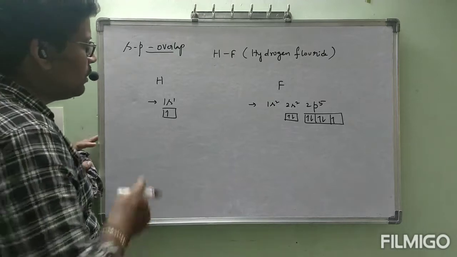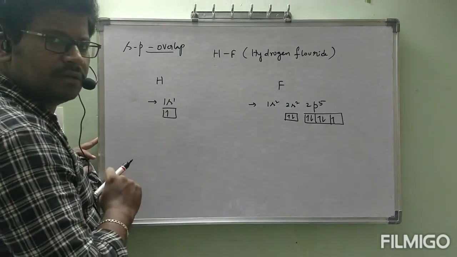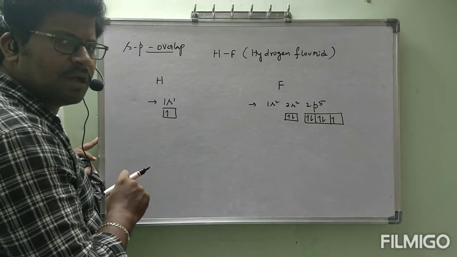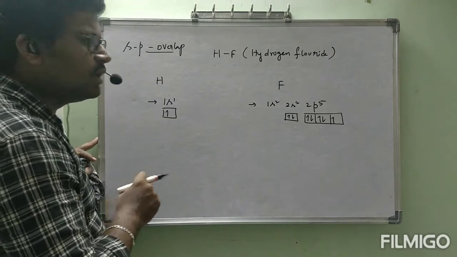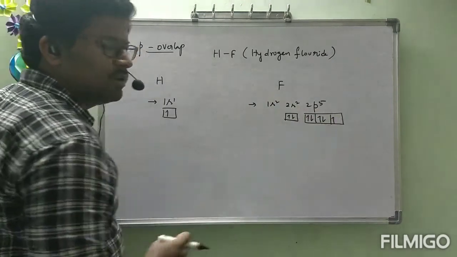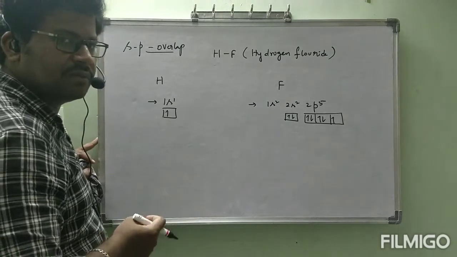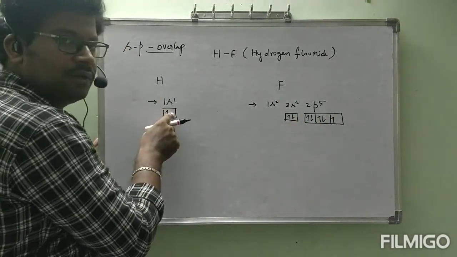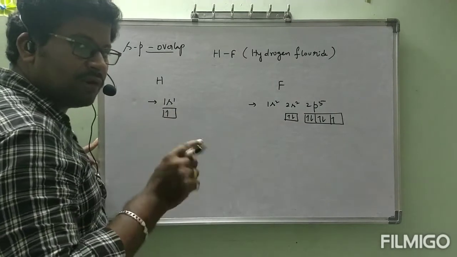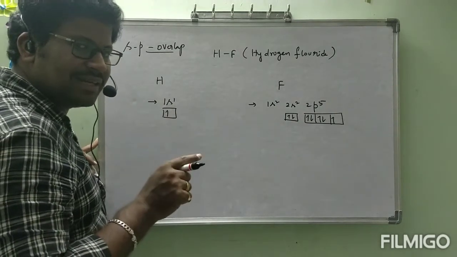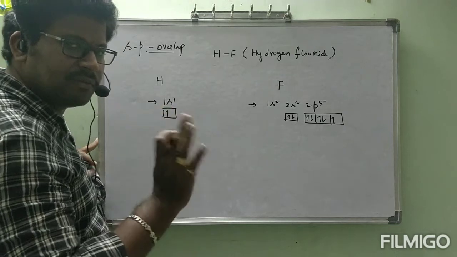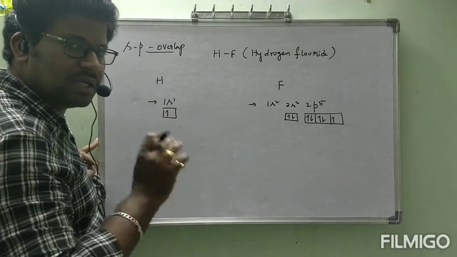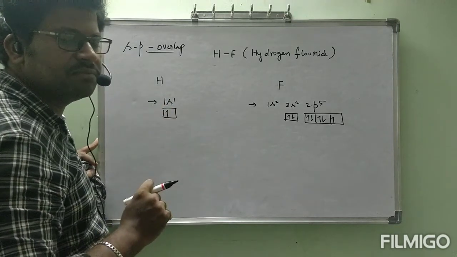See all of you, hydrogen wants one electron to get a stable configuration, the helium configuration. Fluorine wants one electron to get the neon configuration. Both of them want to get one electron. In that condition, ionic bond is not going to be formed. There is no chance. Here also, sharing of electrons only will take place.